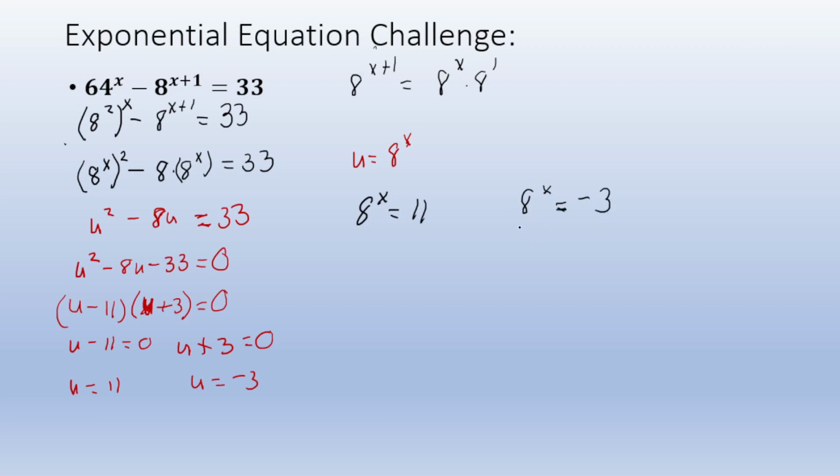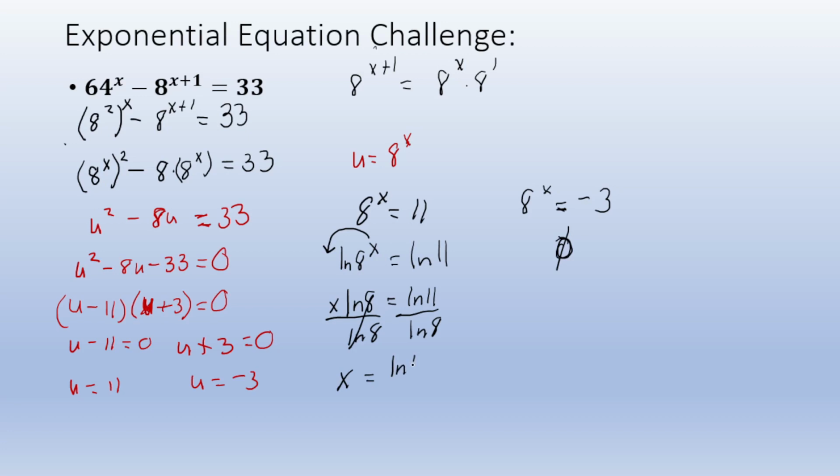In the case of the second equation, 8 to the x power, no real power of 8 is going to yield a negative number. So there's no solution for the second equation. The first equation, we can solve that. We take the natural log of both sides, then apply the power property, which gives us x times the natural log of 8 equals the natural log of 11, and then divide both sides by the natural log of 8, which gives us a solution of x equals the natural log of 11 divided by the natural log of 8.